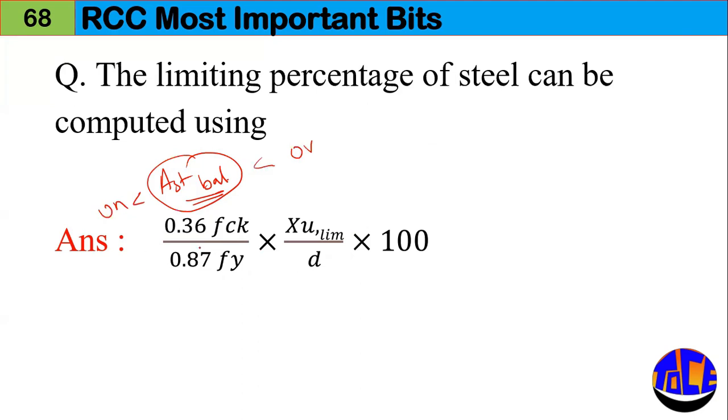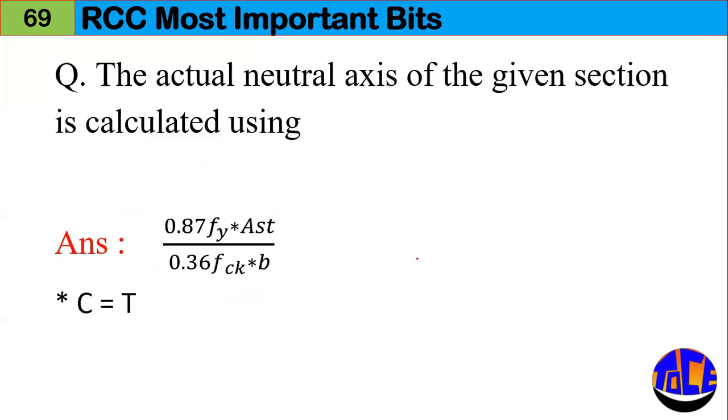Remembering this formula is very easy. Above you will have the concrete strength, and below you will have the steel strength: 0.36 FCK, and below you have 0.87 Fy. And here this is the maximum neutral axis element, that is XU max by D. And if you want to get this into a percentage, you need to multiply with 100. That's it. 0.36 FCK by 0.87 Fy into XU max by D into 100. Let us see the next question.